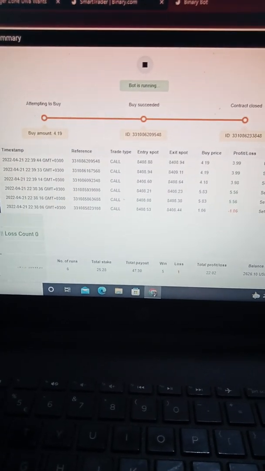It is still running. I want us to get about 15 runs. 15 runs would be good to showcase what the bot is capable of doing. You see, right there, the monster bot.